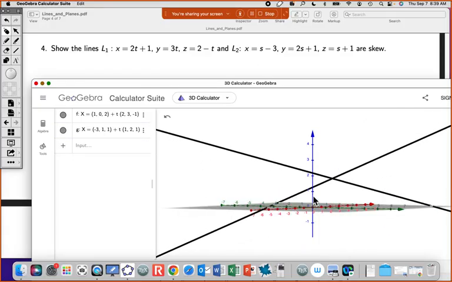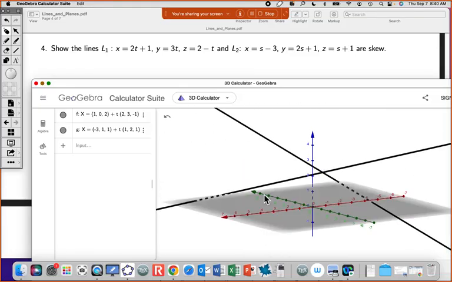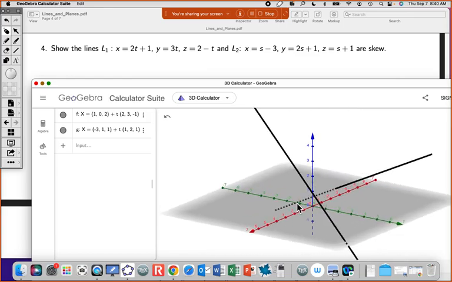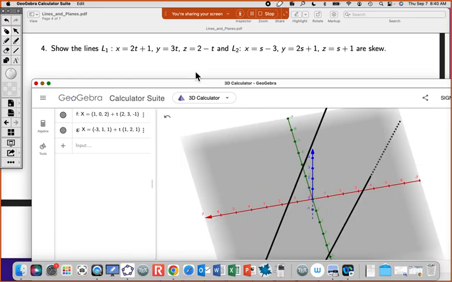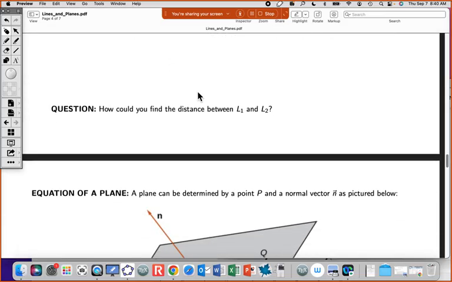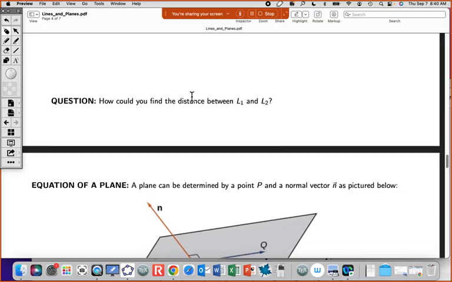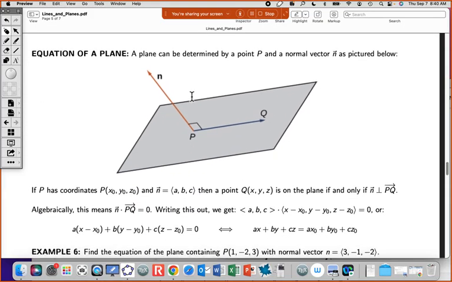And here's the two lines. And I think you can see that they're clearly not parallel, but also they do not intersect. Right. So you can ask yourself, how would you find the distance between L1 and L2? You can think about geometrically what you would do, to see if you can kind of put some of these pieces together.